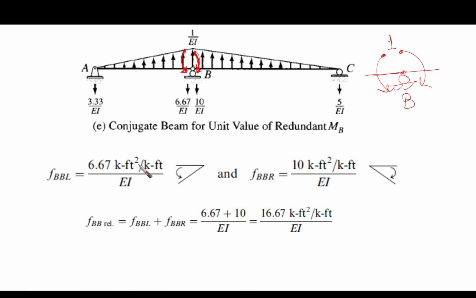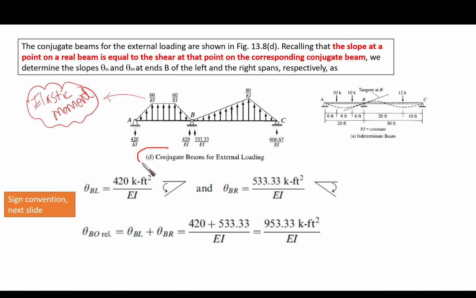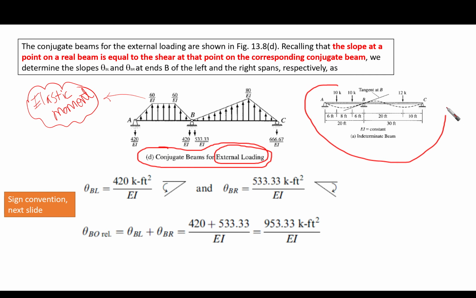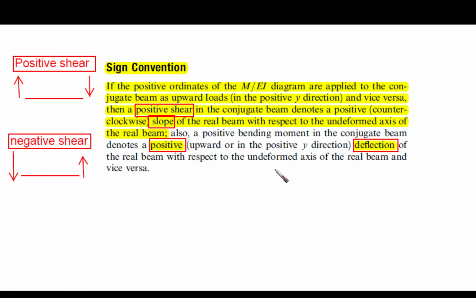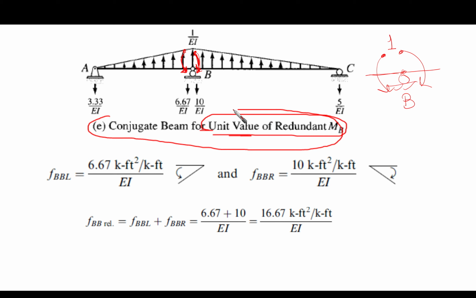Now for the conjugate beam, remember that we were talking here about the conjugate beam for external loading. So the loading here is the external loading. Now let's go for the unit value of the redundant MB. So we are talking about the conjugate beam for the unit value of the redundant.